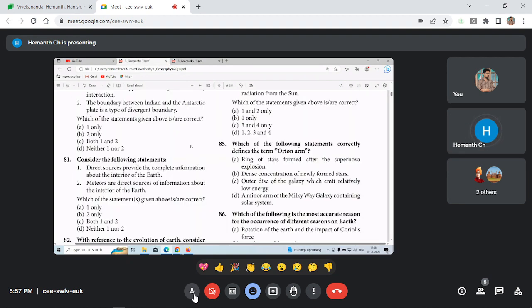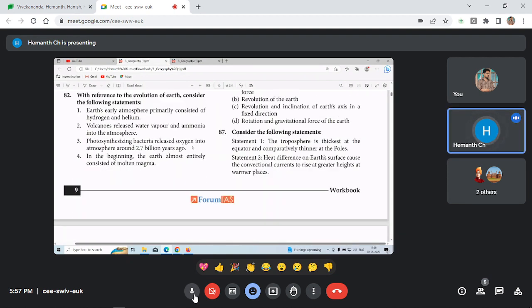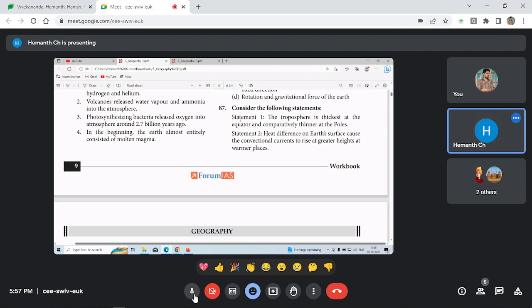Okay, next question. 86 అయిపోయింది. నెక్స్ట్ ఇది లడ్డు బాలు చెప్పాలి చూడు అందరూ. కన్సిడర్ ద ఫాలోయింగ్ స్టేట్మెంట్. స్టేట్మెంట్ 1. The troposphere is thickest at the equator and comparatively thinner at the poles.